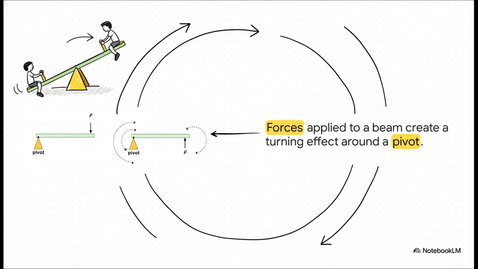pivot point. Imagine a seesaw on a playground. The pivot is that little triangle at the bottom, and when you push down on the beam, the whole thing doesn't just fall straight to the ground, it turns in an arc. That turning action, that is the moment.